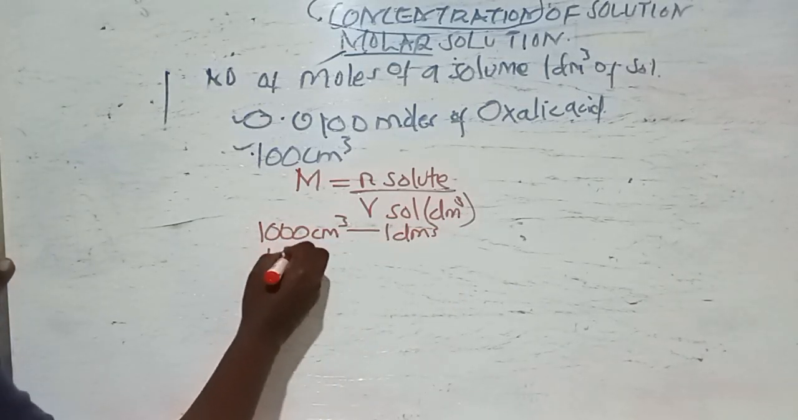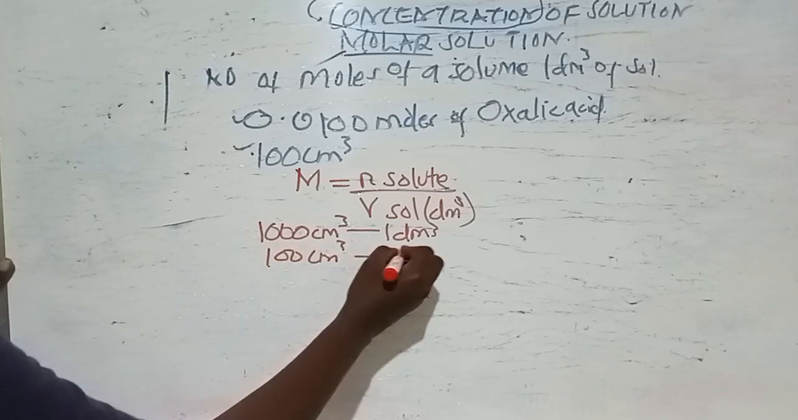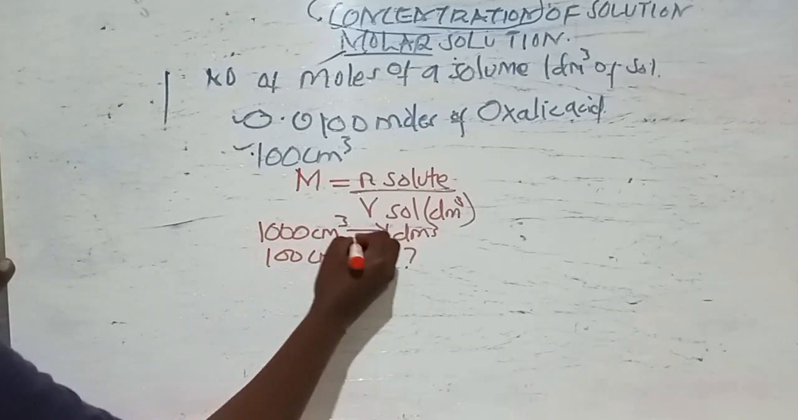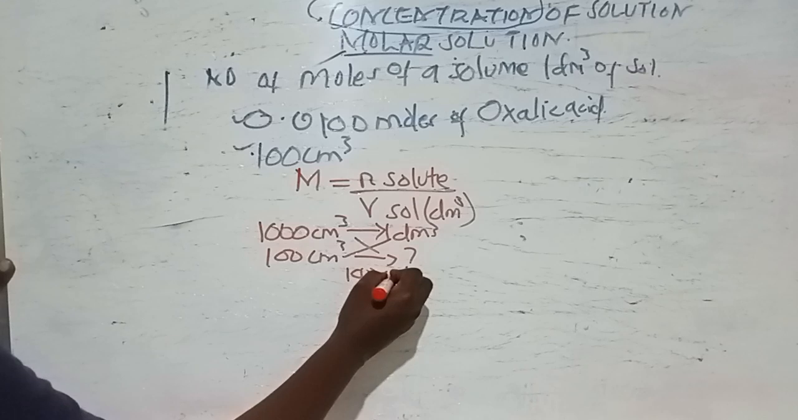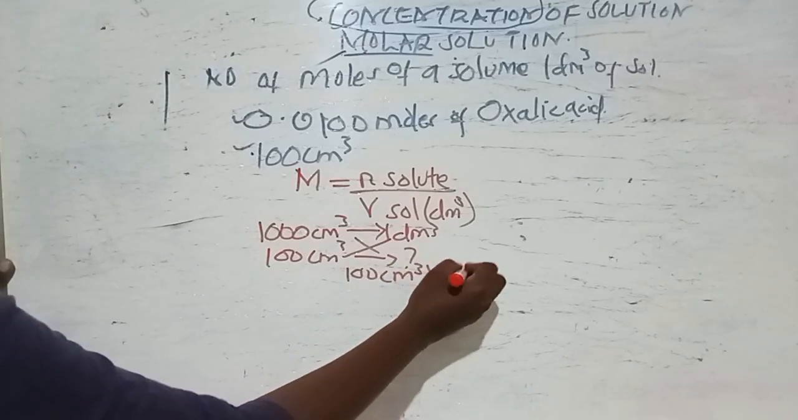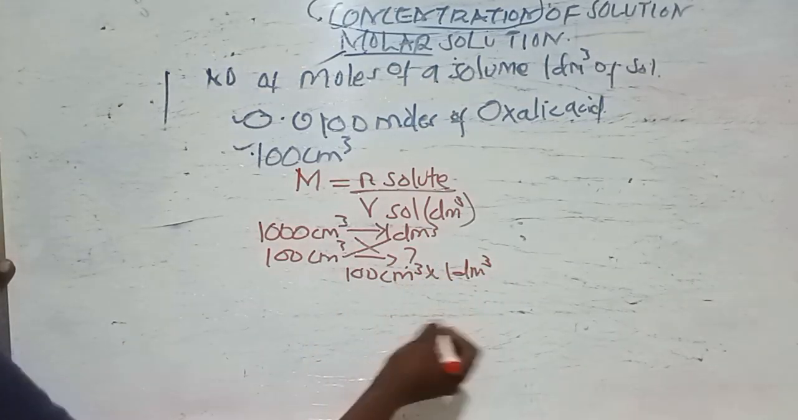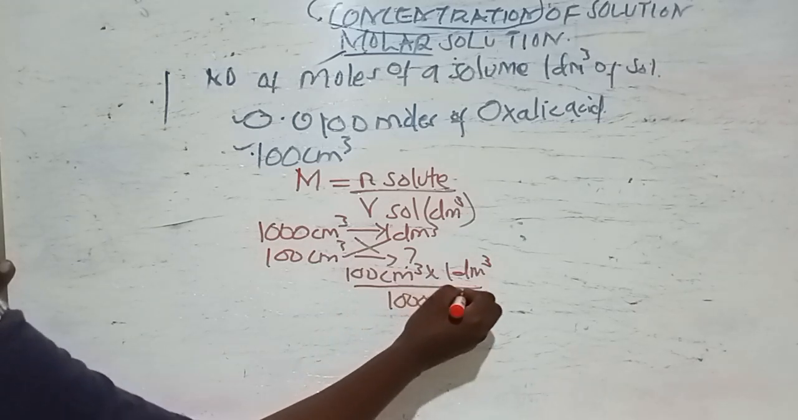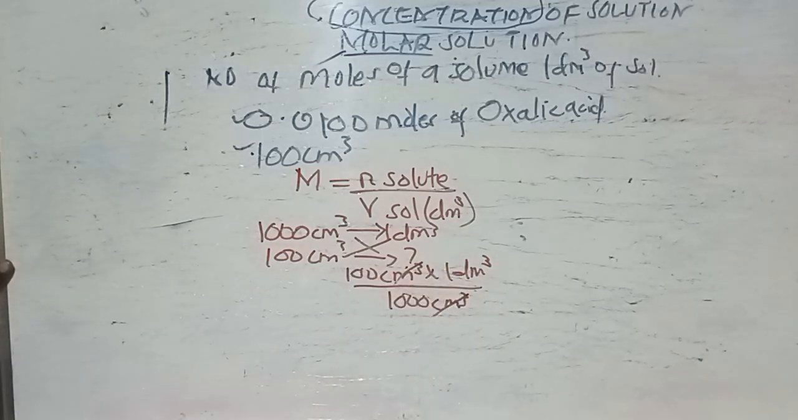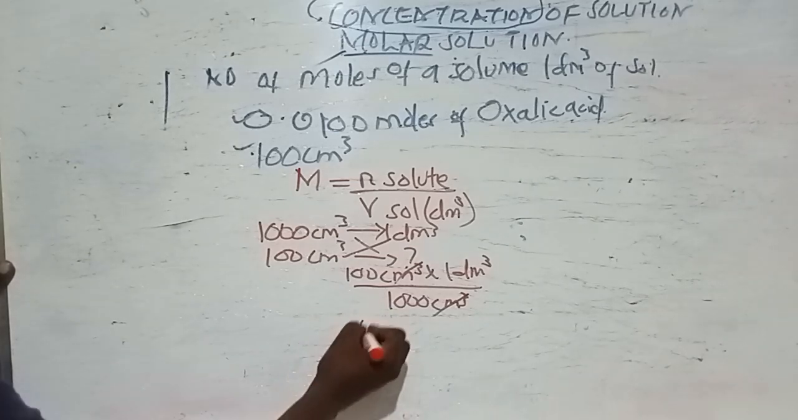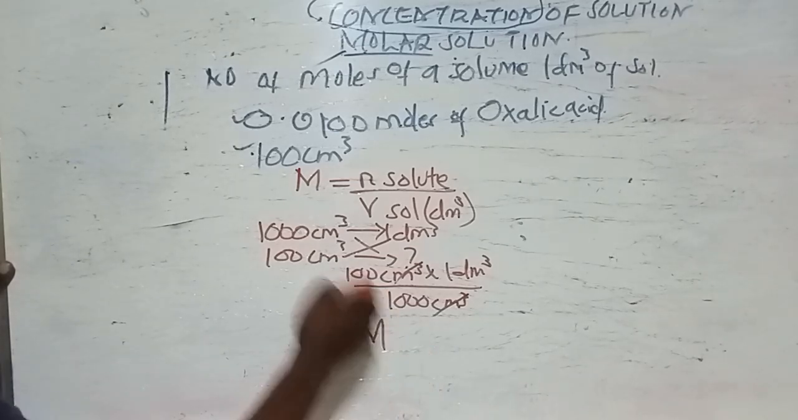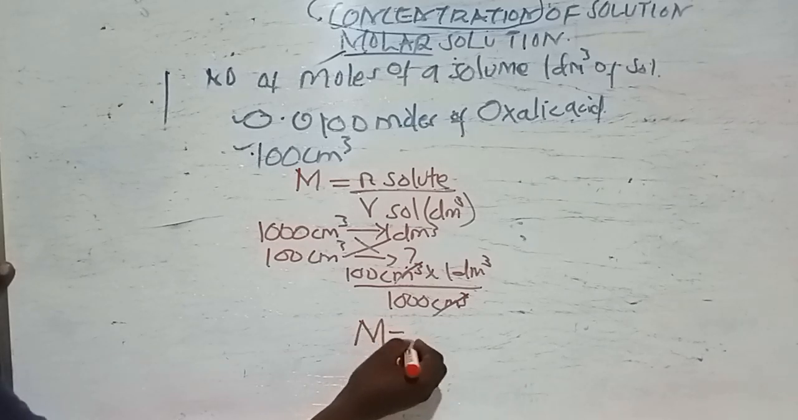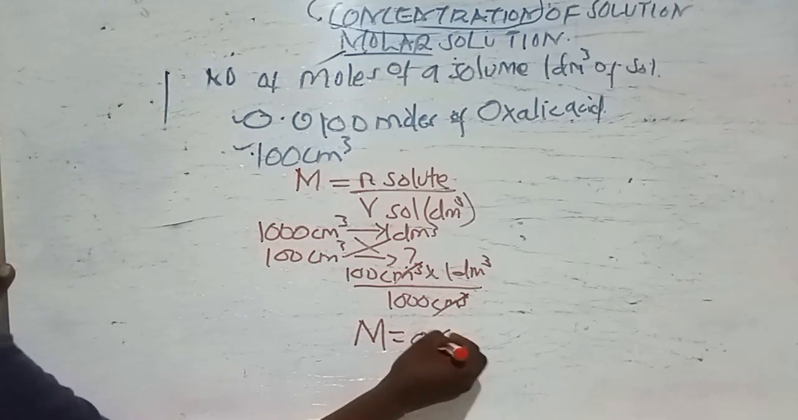So what about 100 centimeters cubed? Again you cross multiply, so it's going to be 100 centimeters cubed multiplied by 1 decimeter cubed, divided by 1,000 centimeters cubed. The centimeters cubed cancel out, and you're going to finally get your molarity, for your solute, which is 0.010 moles.